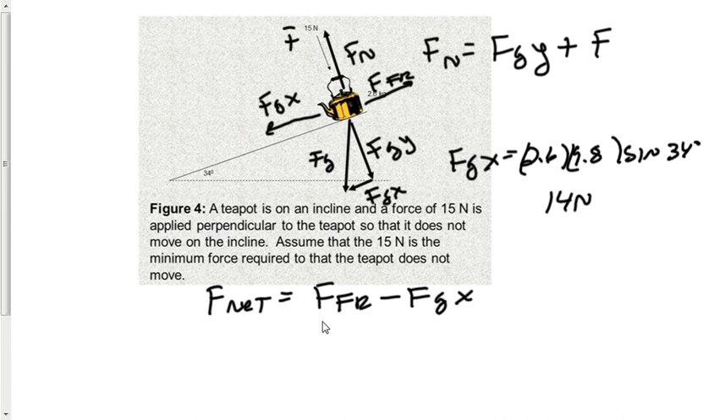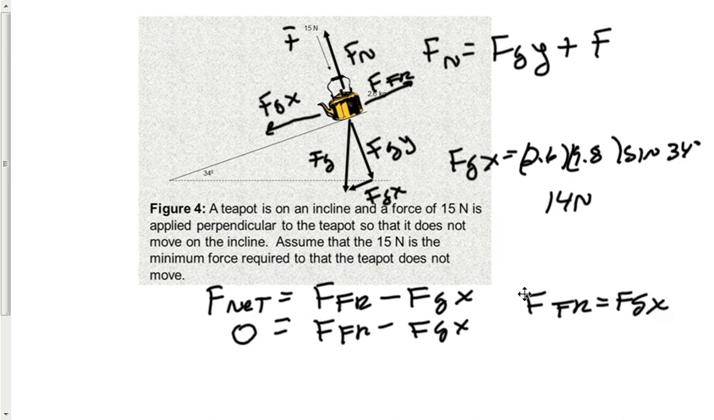Now if we look at this right here, since we're looking at the minimum force here to prevent it from sliding down, force net's then going to equal 0 since there's no motion. And therefore, force of friction minus force gravity x will equal 0. So what that means then is force of friction is going to equal force gravity x. Now of course, force friction is force normal times mu. That must equal force gravity x. But normal force is force gravity y plus that force.